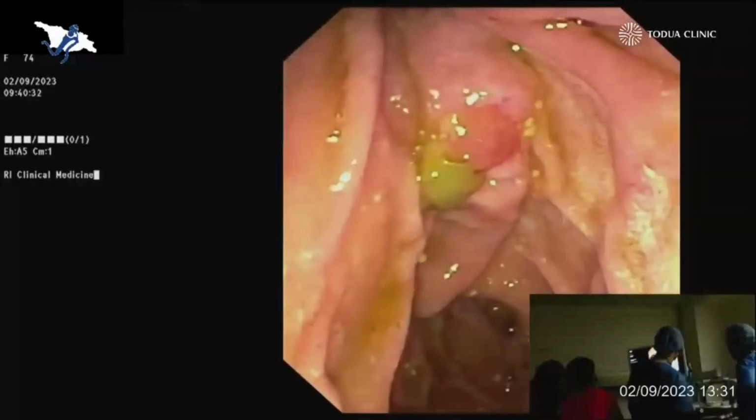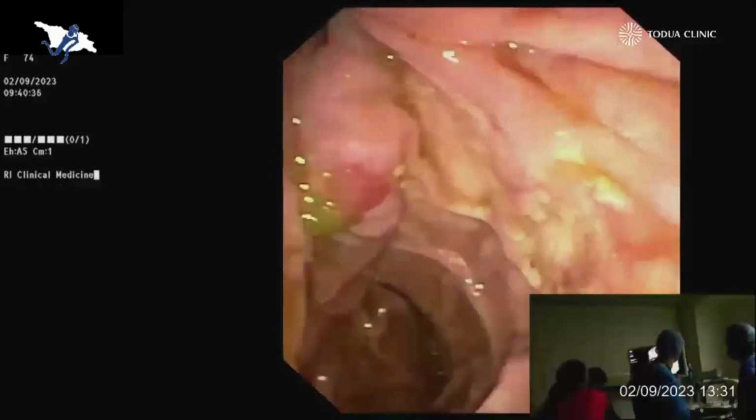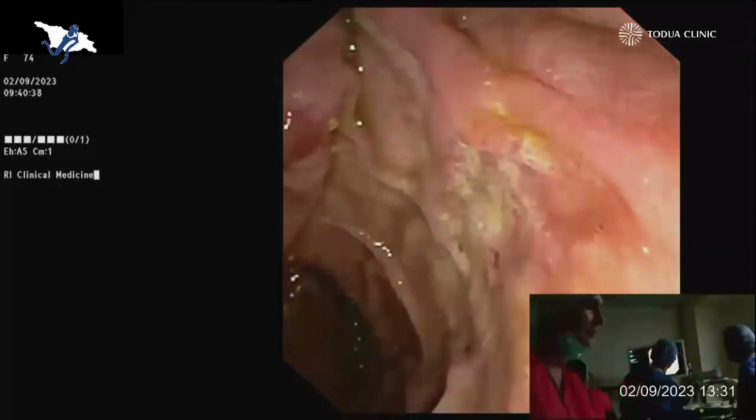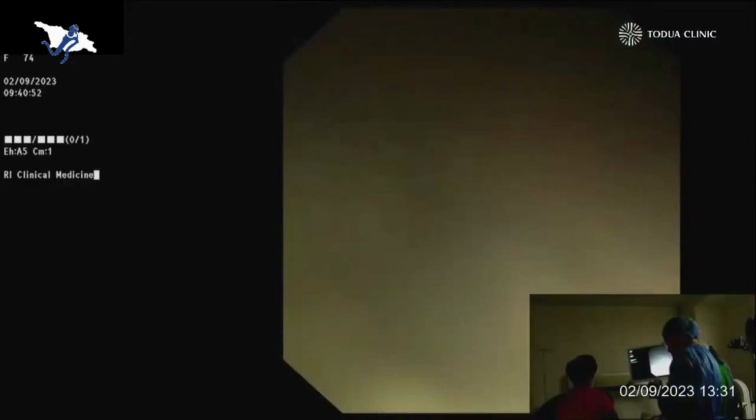And then I'm also checking in the area of the minor papilla. I think here on the side you can nicely appreciate there is a minor papilla. Okay, so the first question is answered. I'm removing this scope now. And then we will come back with the echo endoscope.